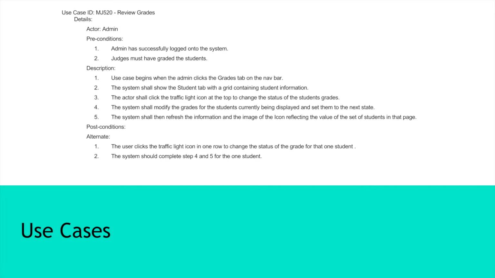The actor shall click the traffic light icon at the top to change the status of the student grades. The system shall modify the grades for the students currently being displayed and set them to the next state. This state can be accepted, pending, or rejected in that order. The system shall then refresh the information and the image of the icon reflecting the value of the set of students in that page.